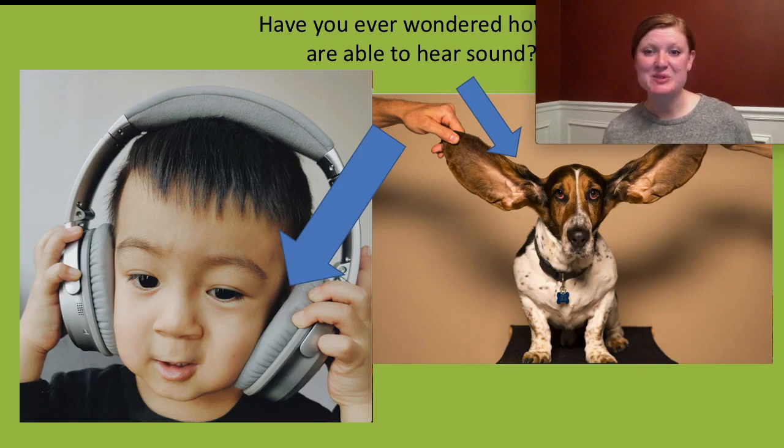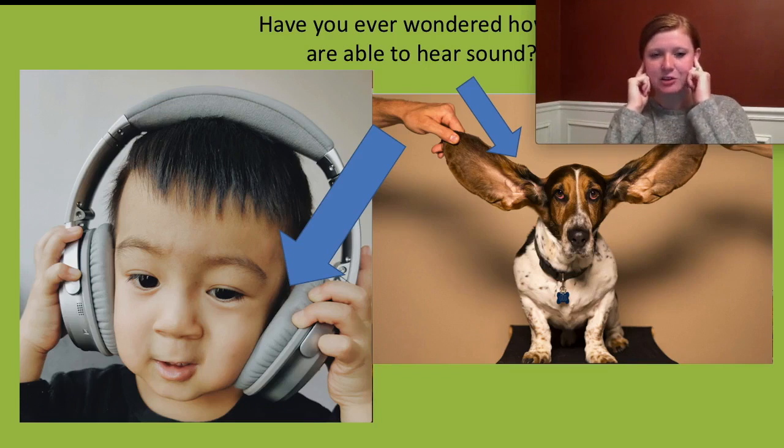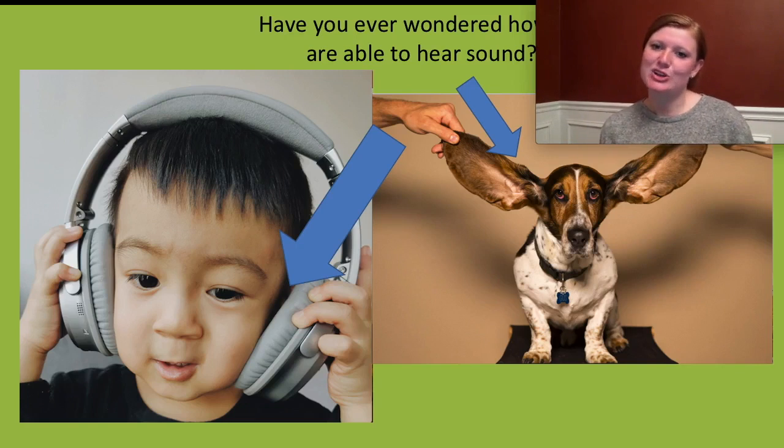Okay, I want to share with you some of my thinking. When I first initially looked at these two pictures, I thought, okay, the little boy has headphones on, and that's making the sound go directly into his ears. But it still didn't answer my question about how sound is actually produced. That just tells me where the sound is going to come from. And then when I looked at the picture of the dog, I thought, well, the only reason this dog can hear so well, hear these different sounds, is because his ears are so big. But once again, it still didn't answer my question of how sound is produced and how we're able to hear it.